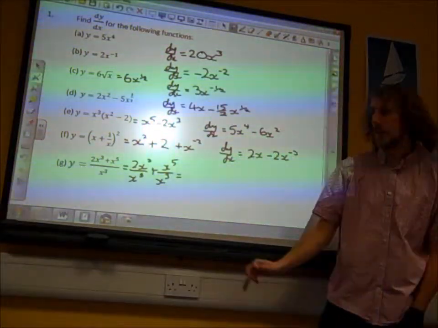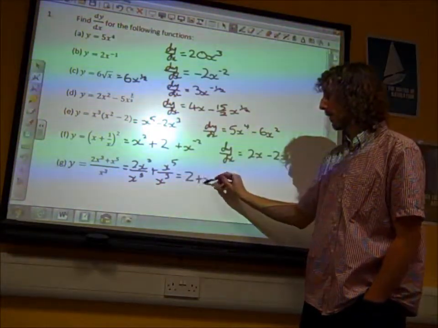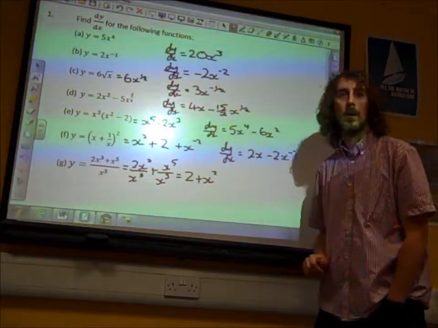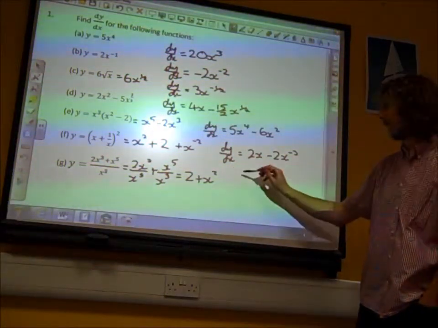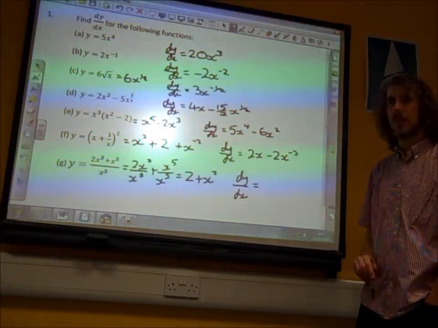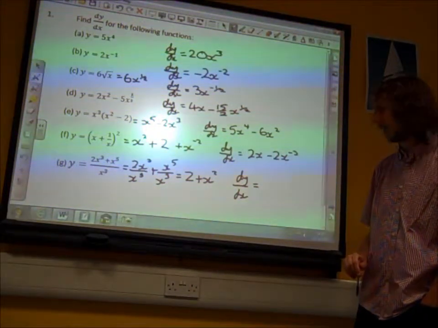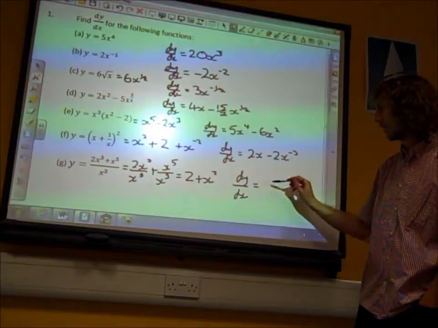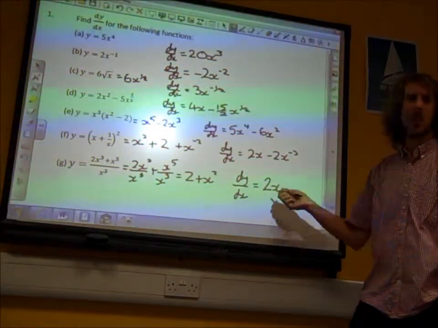And then that's just going to give us 2 plus x squared. I'm going to be a bit generous giving 3 marks to this. We'll maybe give an extra one further back. Differentiate that and we just get 2x, don't we? That's not worth 3 marks.